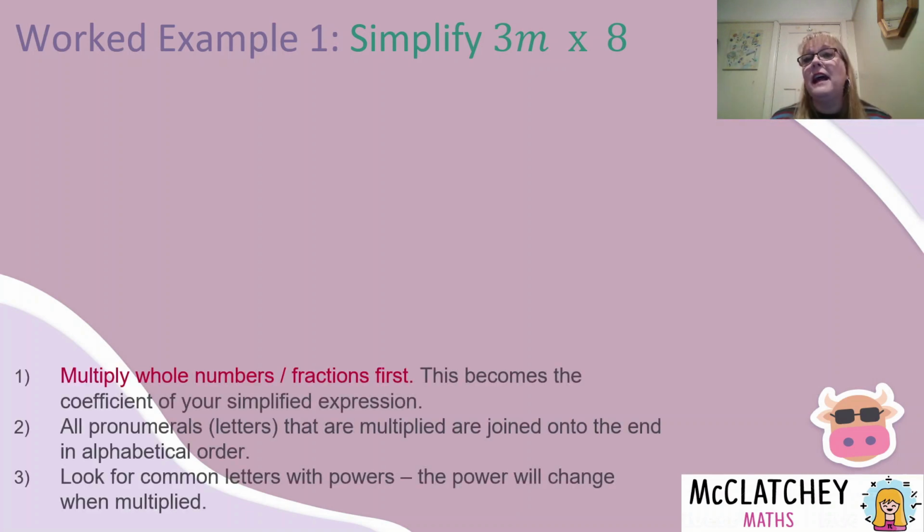So firstly, let's look at our little rules. I've got them down the bottom just as a little reminder. Maybe you should pause and copy them down. But firstly, I've got it in red. We're going to multiply those whole numbers first. The whole numbers are 3 and 8, so 3 times 8 makes 24.